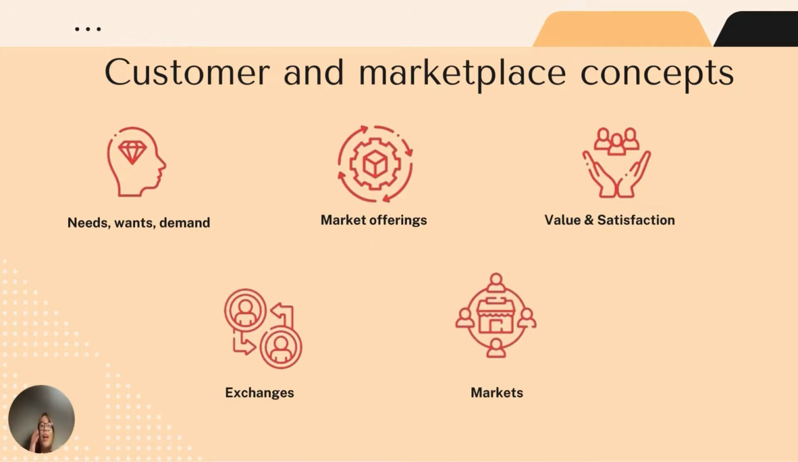The next one is exchanges and relationships. Exchange is the act of obtaining a desired object from someone by offering something in return. Marketing actions try to create, maintain, and grow desirable exchange relationships. And the last of the concepts is markets. A market is the set of actual and potential buyers. Consumers in markets search for products, interact with companies to obtain information, and make purchases. So this covers the customer and marketplace concepts.